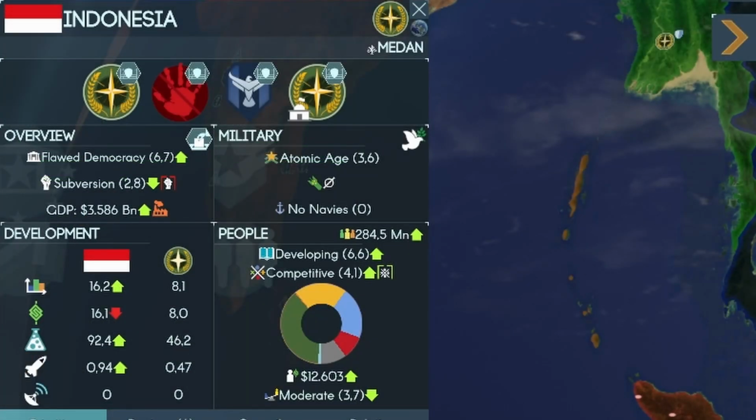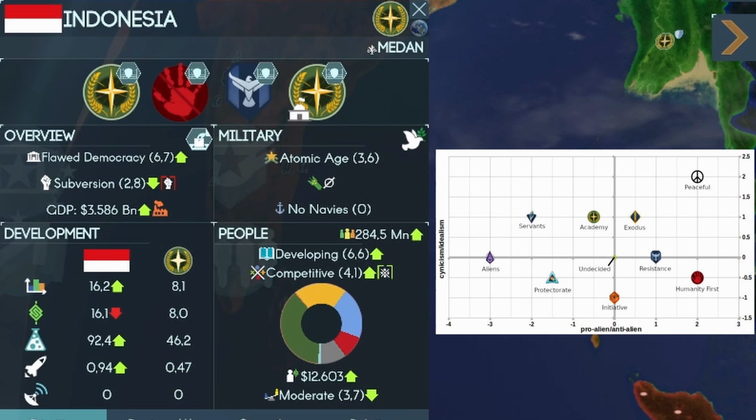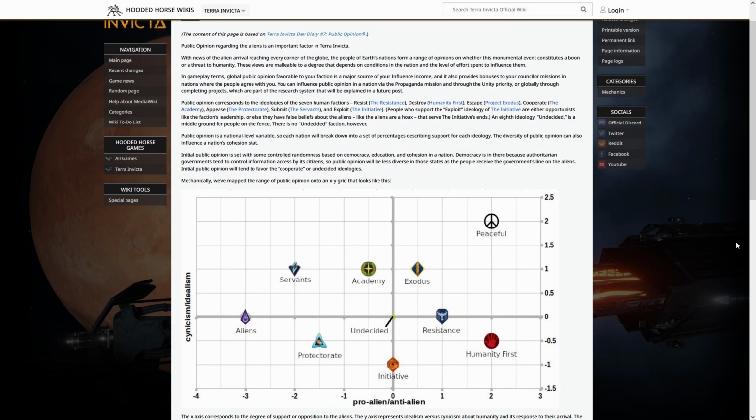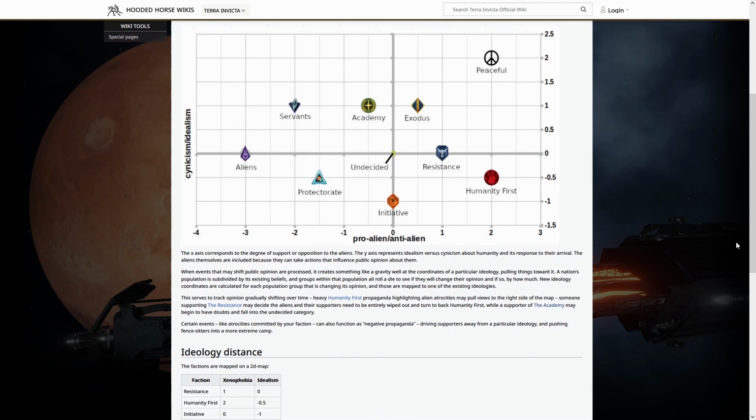Since I'm also new to this game, I assumed that, since I have control points in Indonesia, Unity would increase the public opinion of my faction. What I did not understand is that Unity pushes the public opinion towards the average ideology of the control point owners. To understand why Unity was not increasing public opinion in Indonesia in my favor, we need to understand the ideology system first.